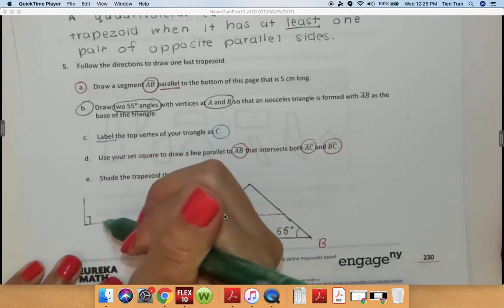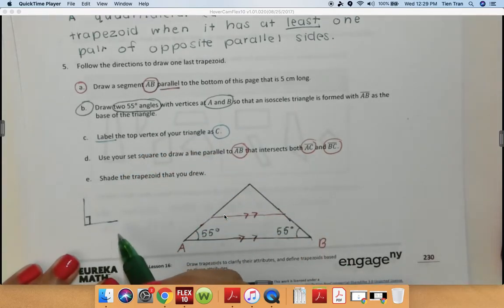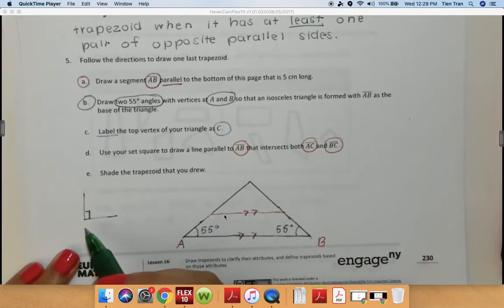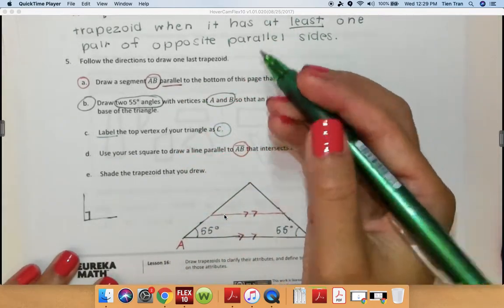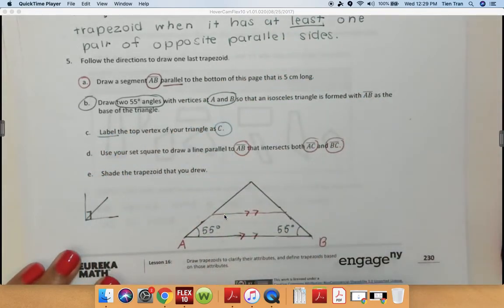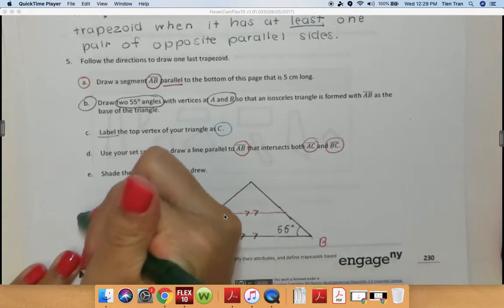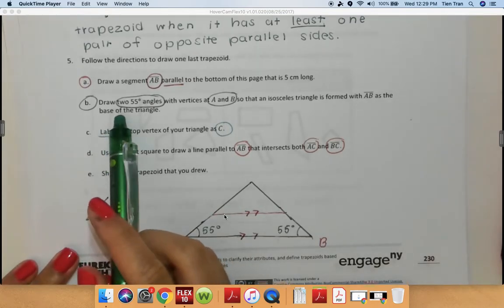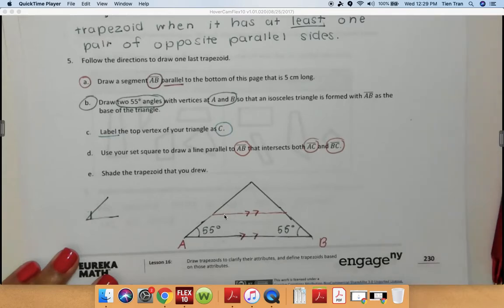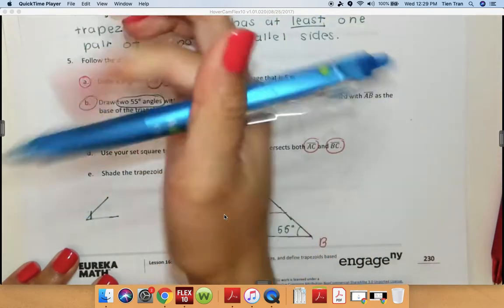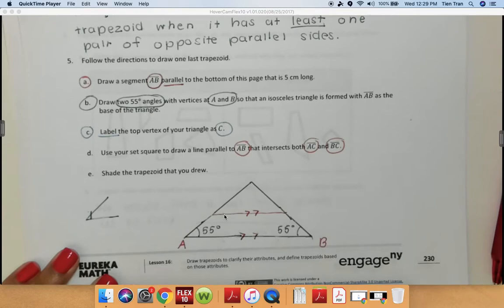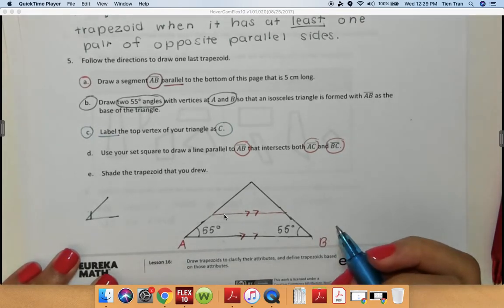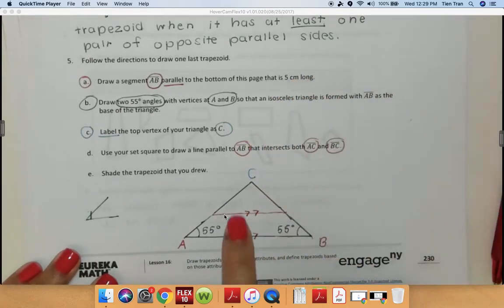This is 90 degrees. If I use a protractor and I measure my angle, this is 90 degrees. So imagine about half of 90, which is close to 55 degrees, right? And that's why my angle looks like that. That is about 55 degrees. So I did B, and now I'm going to do problem C, which asks me to label the top vertex of your triangle as C. So now I'm going to label the top vertex, which is the very top, as C.